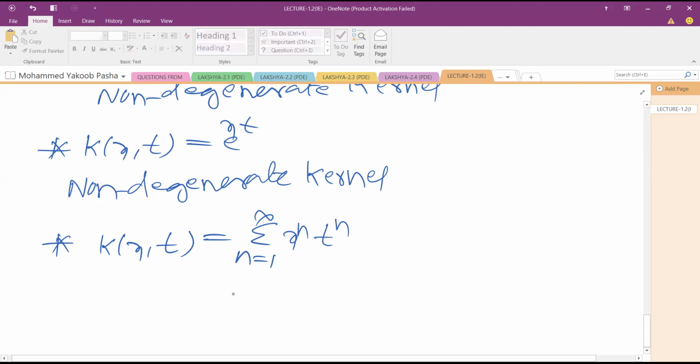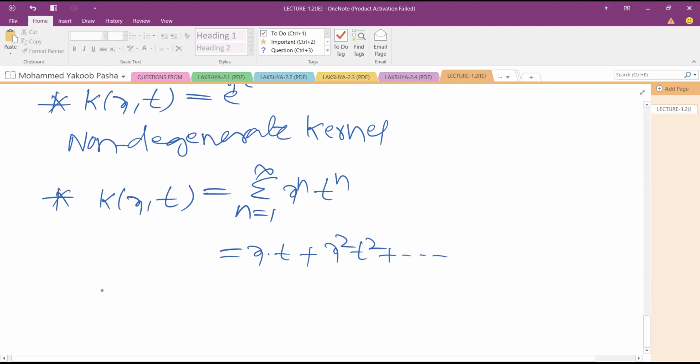What is the first term here? x into t, then x t square, and the next term is x square into t square. Is it degenerate or not? Yes, this is degenerate. The product of x terms and t terms.